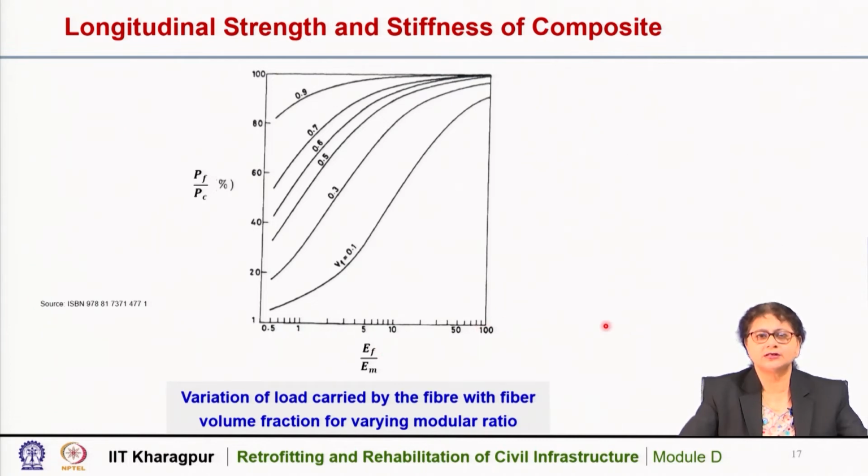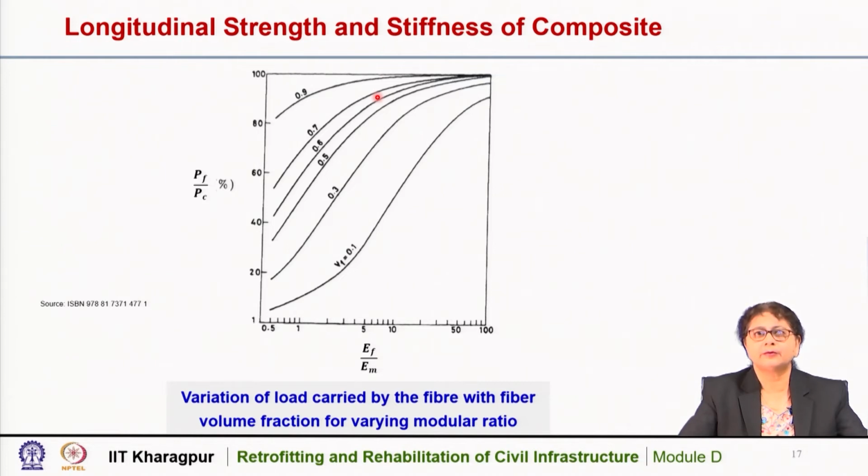So, when the elastic modulus of fiber is significantly high as compared to the elastic modulus of matrix, and with a significantly high fiber volume fraction, the fiber carries most of the load of the composite. We can see here when Ef by Em is approximately 10 or so, and the fiber volume fraction is say 0.6 or 0.7, then about 80% of the load is shared by the fiber itself in the composite.